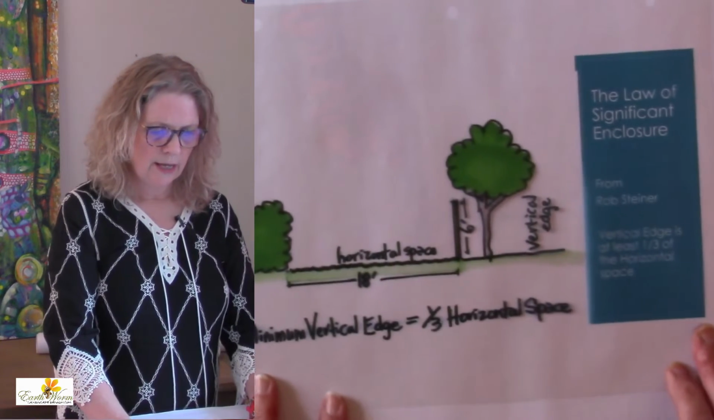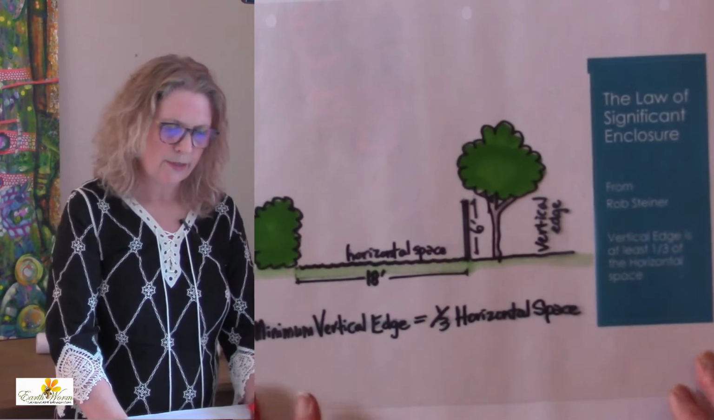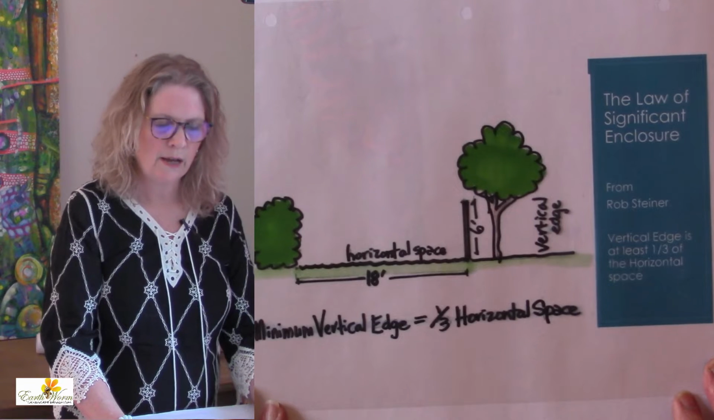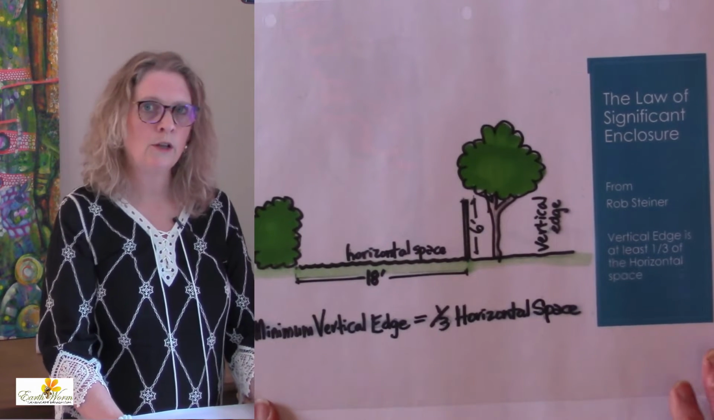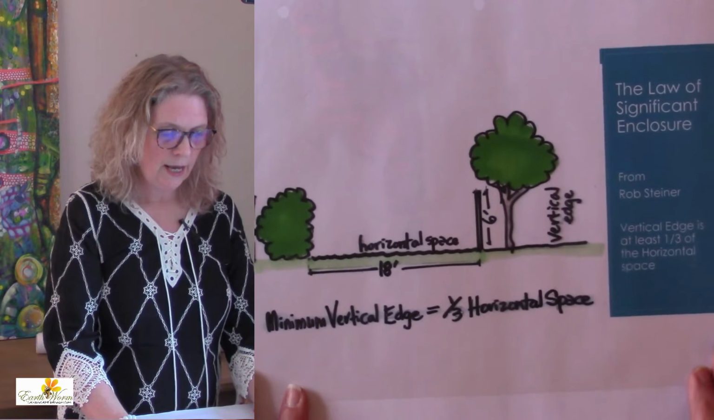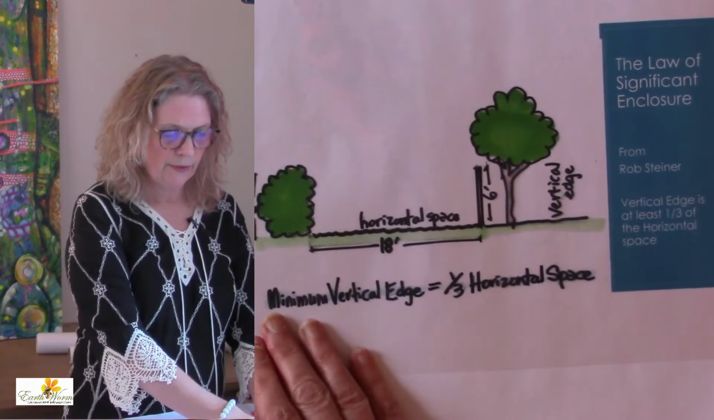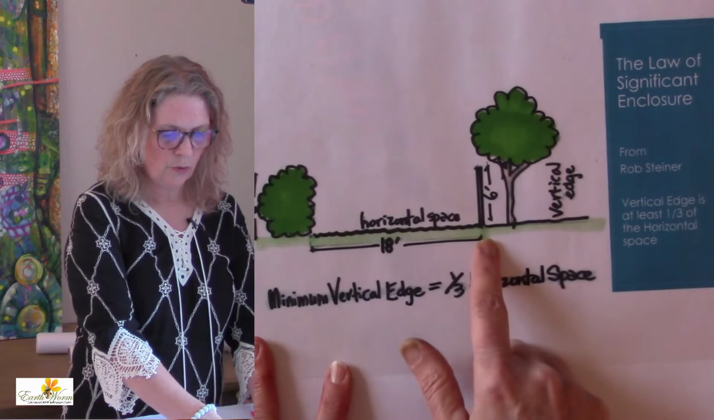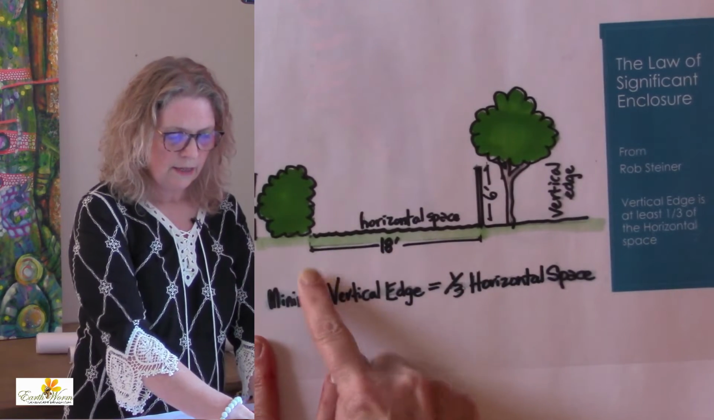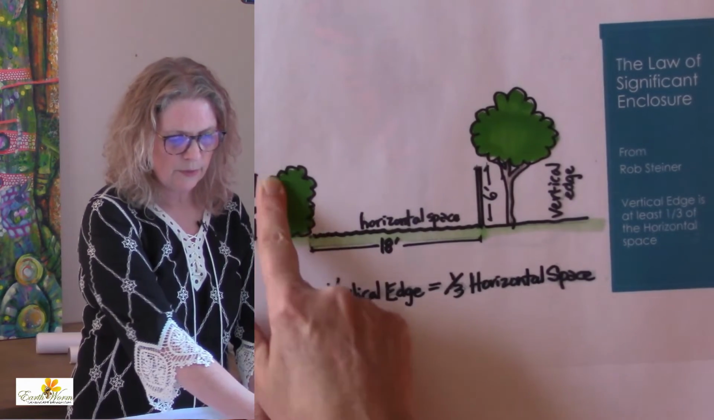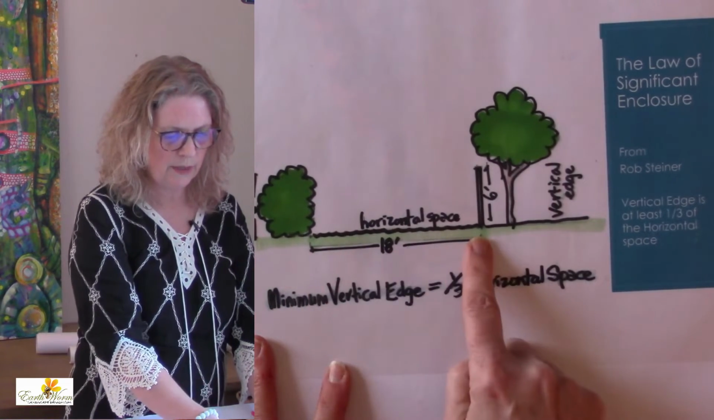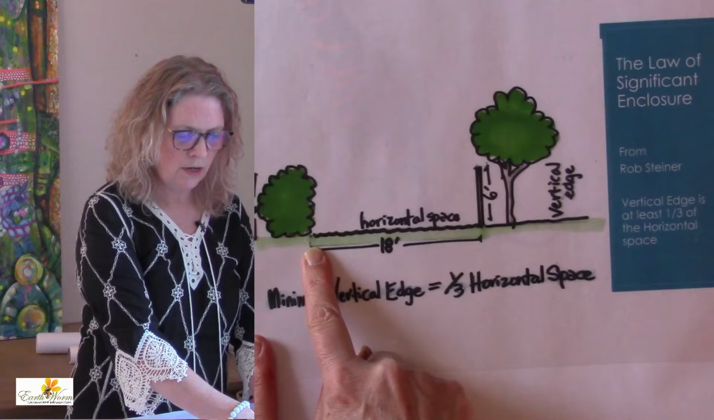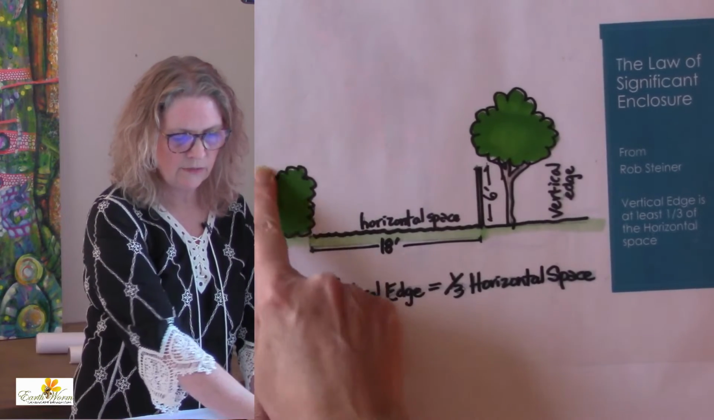Now, there is a man named Rob Steiner who is famous for inventing the Law of Significant Enclosure. He has determined that when you have a certain horizontal space, the vertical space that comes up to the side of that area should be at least 1/3 of the horizontal space. So if this were 18 feet long, then 1/3 would be 6 feet high.